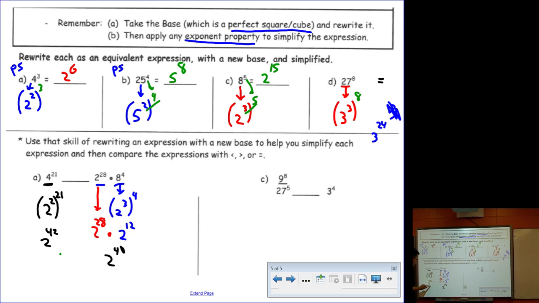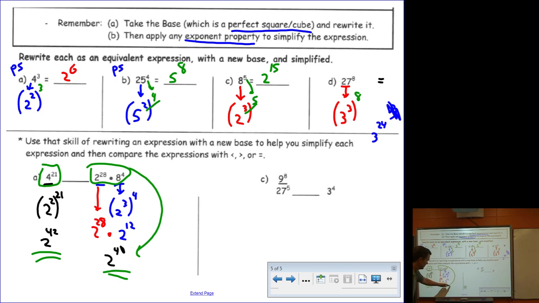So you can see now these guys are written so that they have the same base. And obviously, which one's bigger? Well, 2 to the 42nd is bigger than 2 to the 40th. Let's try that one more time. Maybe see if you can get it before I do it.